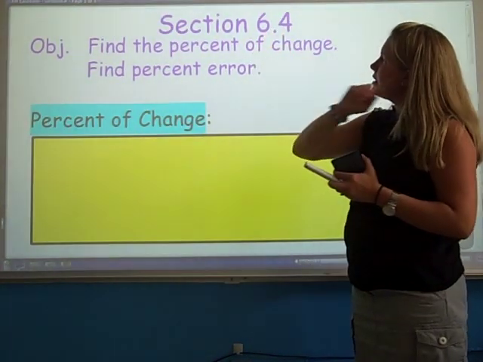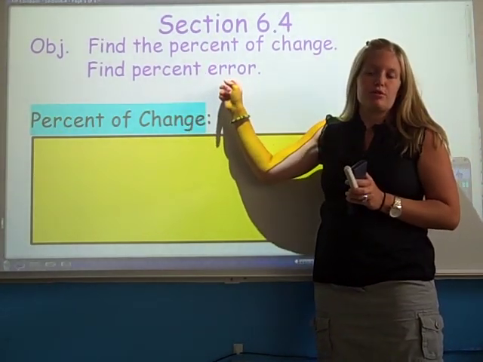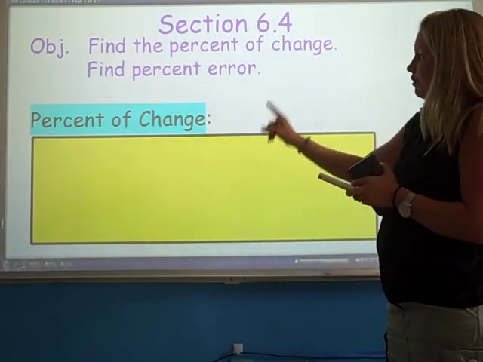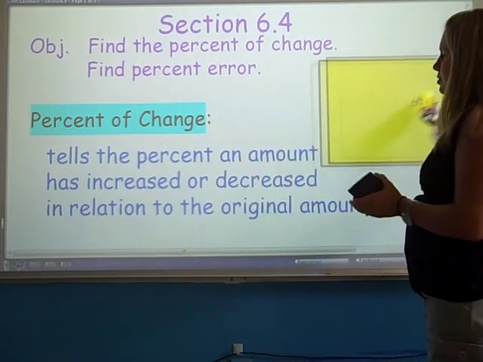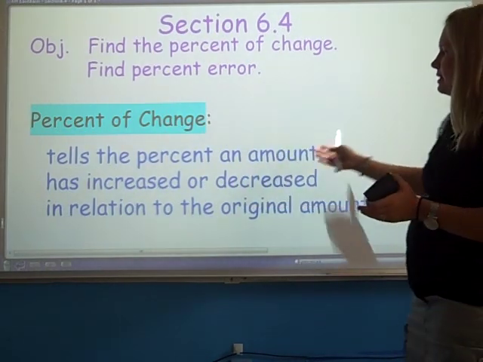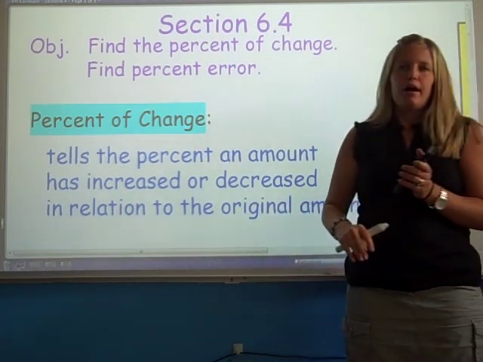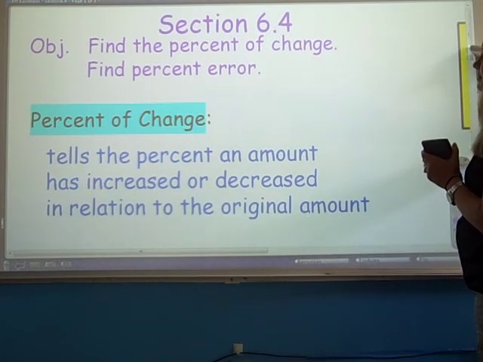Section 6.4, which is the percent of change and finding percent error. I'm going to give you two formulas, one for percent of change, one for percent error. First of all, you need to know what percent of change is. The definition tells the percent an amount has increased or decreased in relation to the original amount. I'm going to give you some examples in just a minute so you can understand that a little bit better.